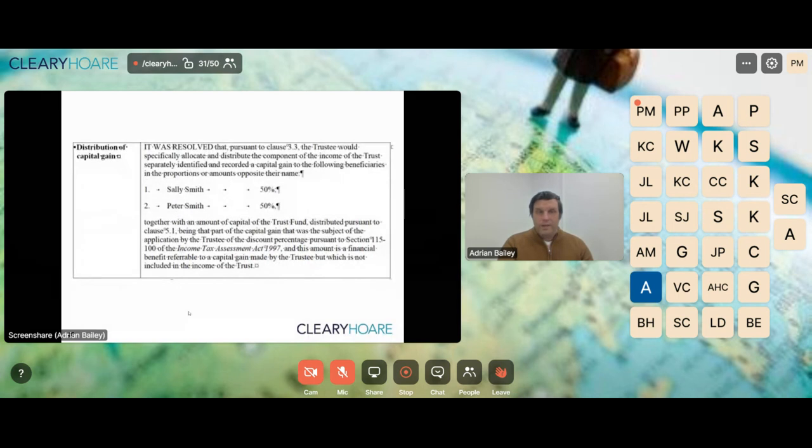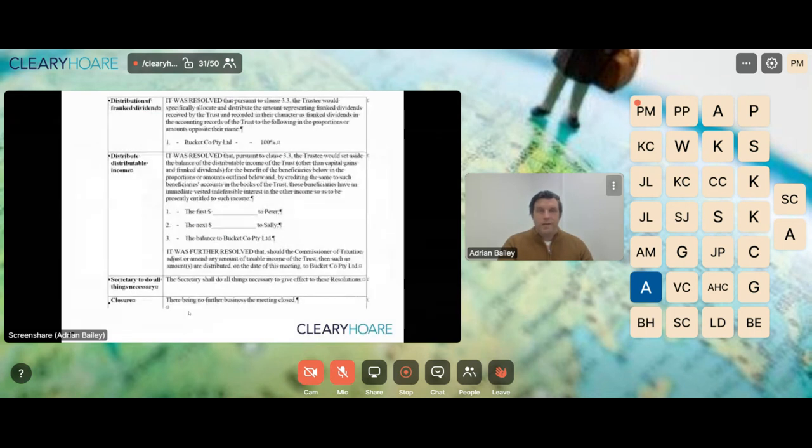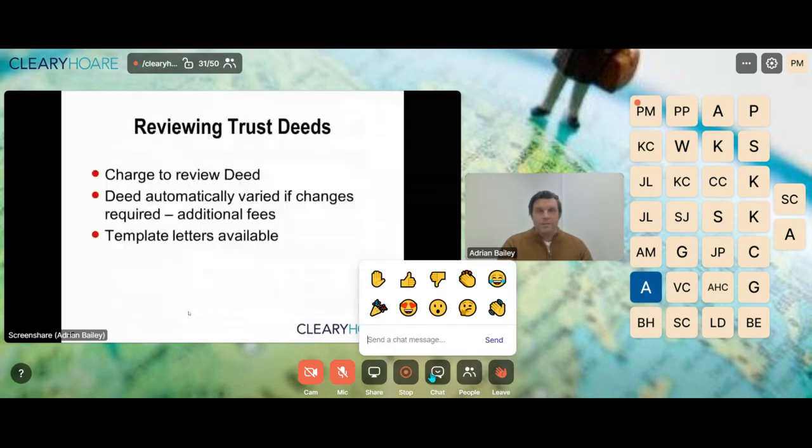Distributing our capital gain would be our next part of our resolution. So here we've got distributing our capital gain, distribution of franked dividends, and distribution of distributable income, or the balance that's left after we're dealing with our capital gain and our franked dividends. So having separate sections for each, and then closing off the resolution. Obviously all of those things are not going to be relevant to every client, but it's a good idea to work through and keep those different types of income separate, so that we can make sure we're streaming effectively for both capital gains and franked dividends.